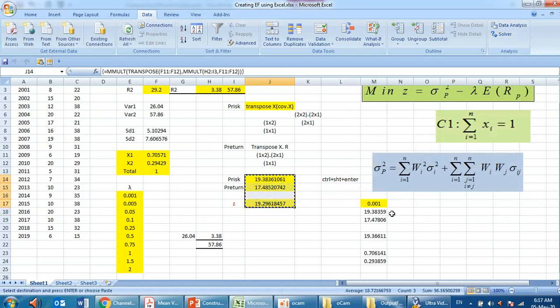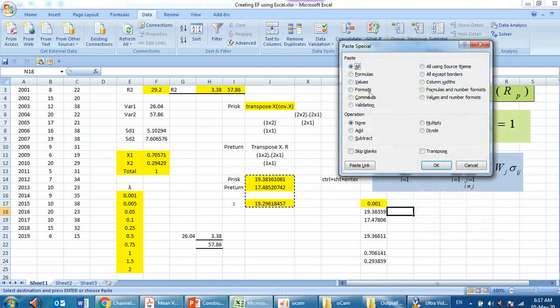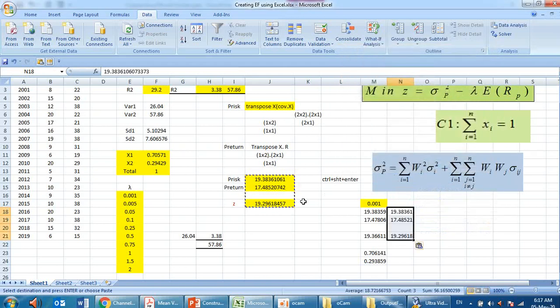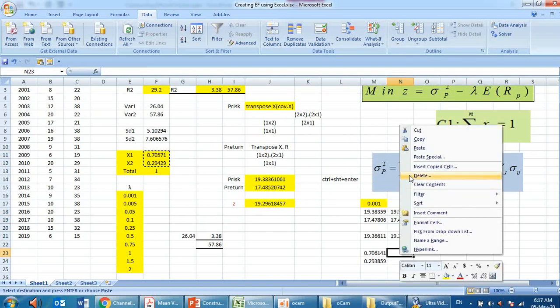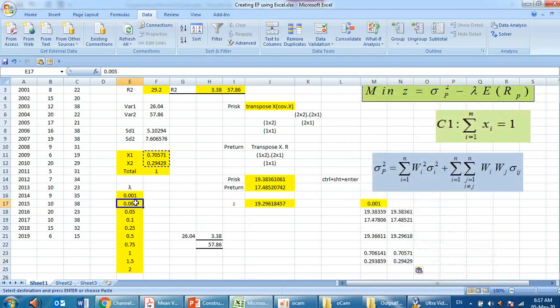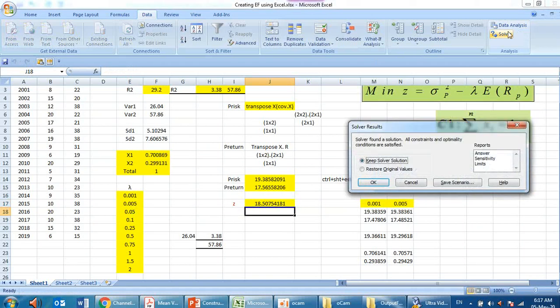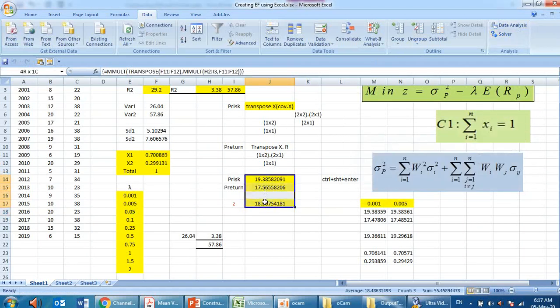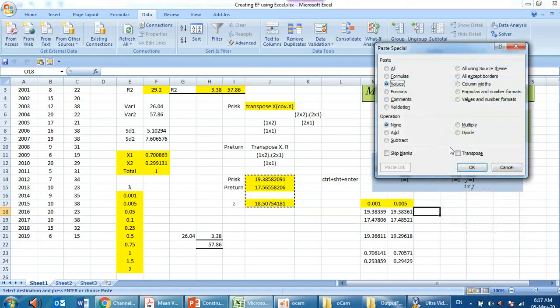So I paste this over here again, and the weights also. The weights are not changing so much because the lambda value is not changing that much. Okay, now again I'll change the value to 0.5 and then go for the solution, and now if you observe, the values are changing again.